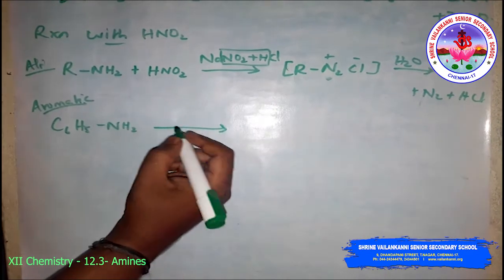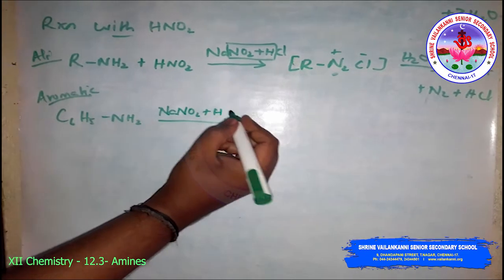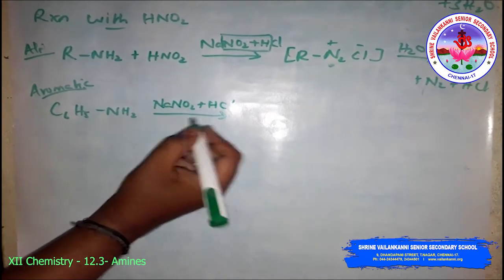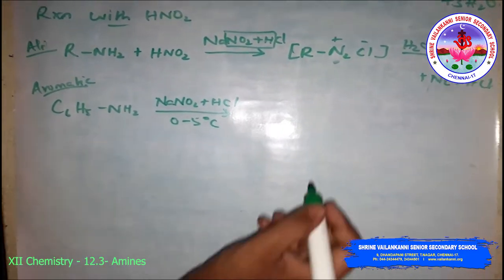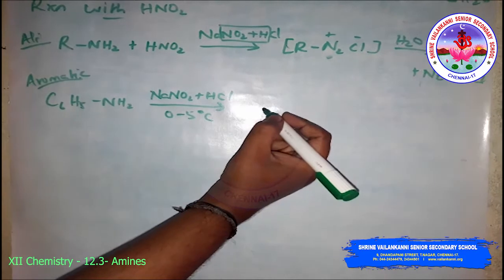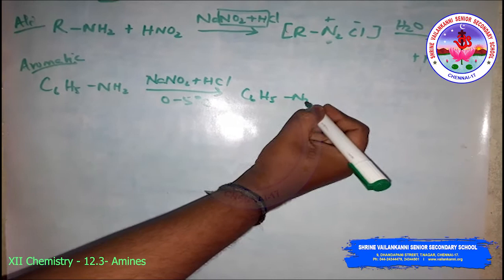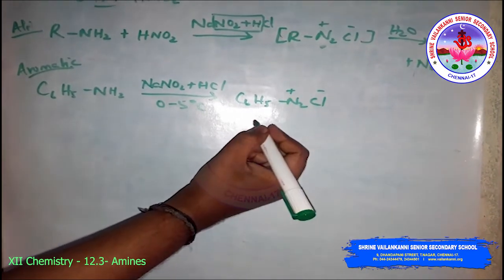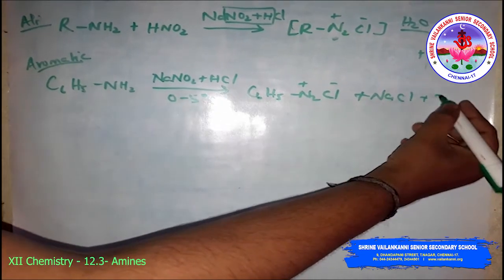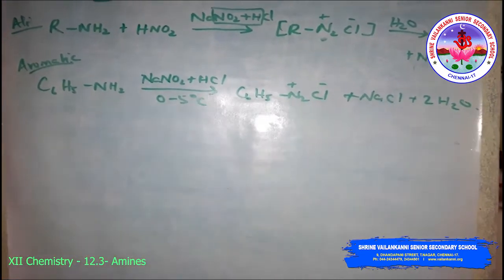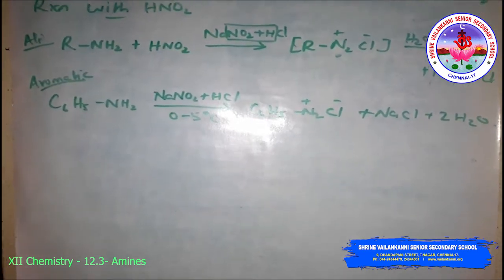reacts with nitrous acid, prepared from sodium nitrite plus HCl. The temperature range is 0 to 5 degrees Celsius. Then it forms benzene diazonium chloride, C6H5N2Cl, and NaCl and water. The next reaction is reaction with aryl sulfonyl chloride.